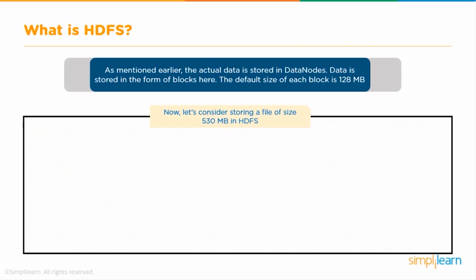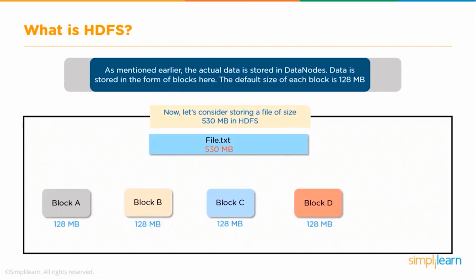So if we talk about this 530 MB file, it's very obvious that it cannot get stored in one block. Now this file would be split into multiple blocks. Let's imagine your 530 MB file is being written to HDFS, and it would get split into 4 blocks. Each block can contain up to 128 MB of data.